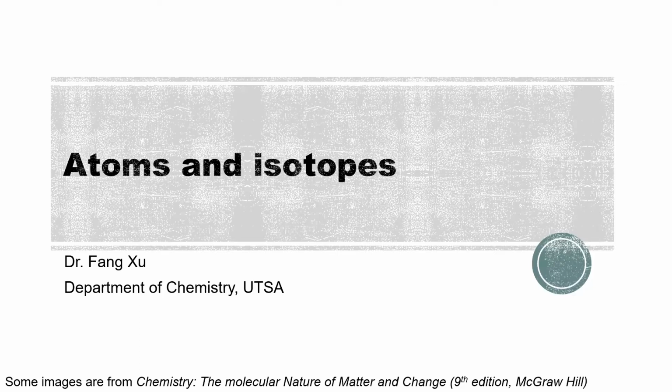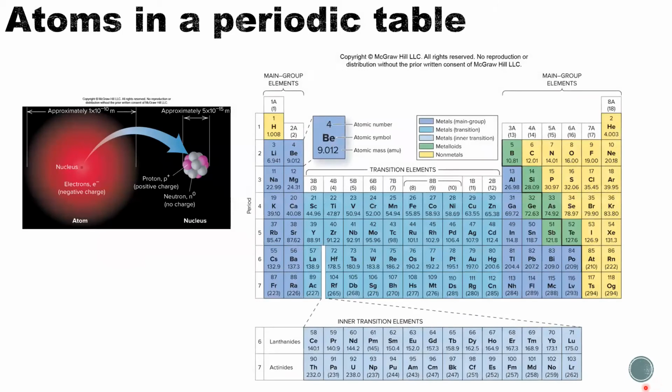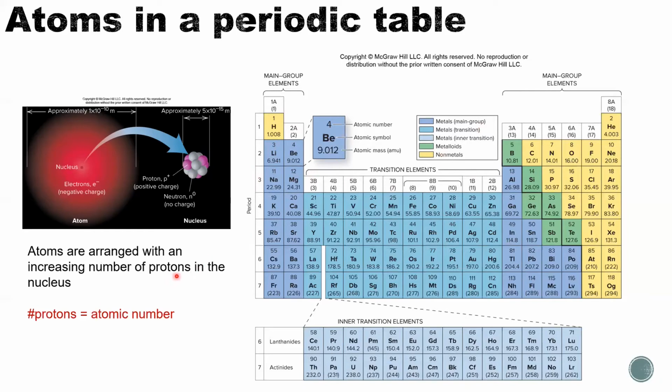I'm Dr. Fang Xu. Let's talk about atoms and isotopes. In the last video, we discussed the structure of atoms, and we know there are many atoms in nature. As we want to be very organized, we put these atoms into a table called the periodic table. And these atoms are put in sequence with the increasing number of protons in the nucleus.